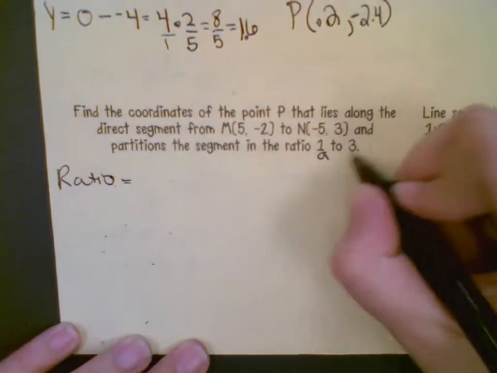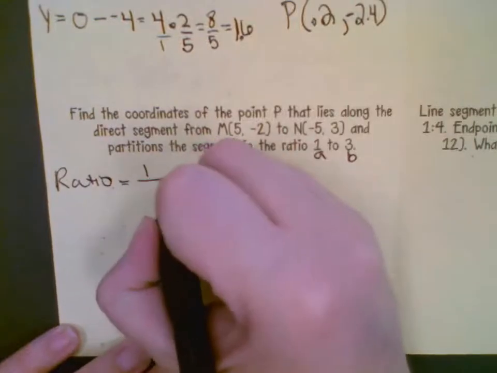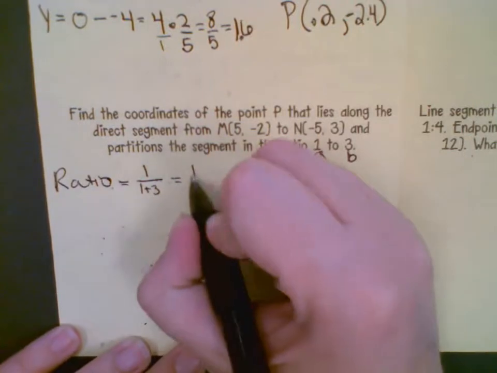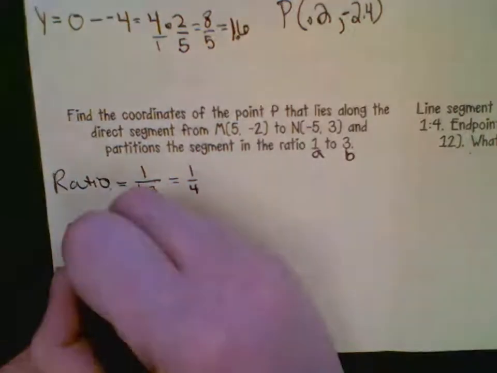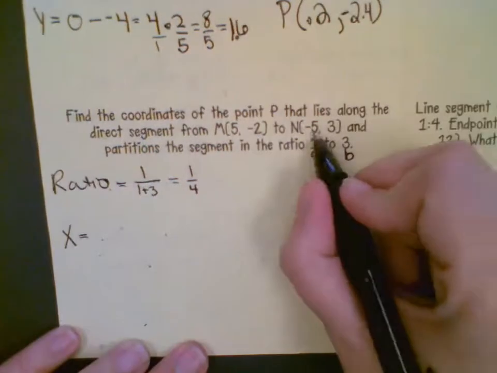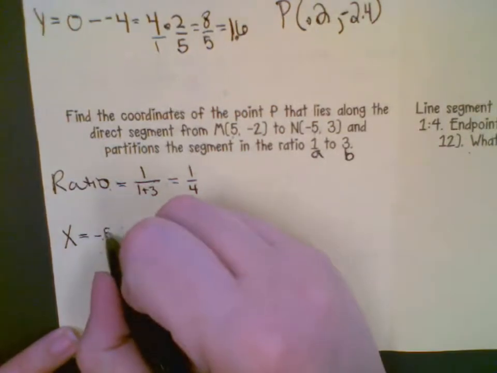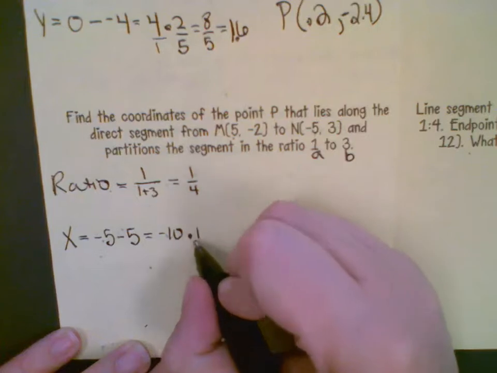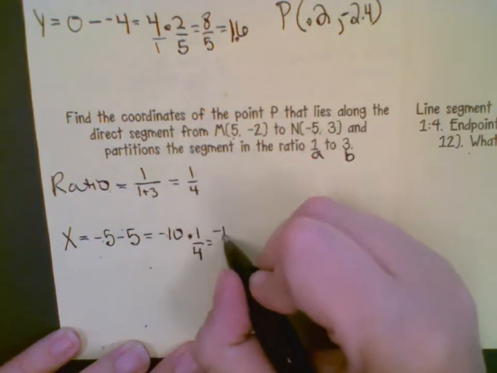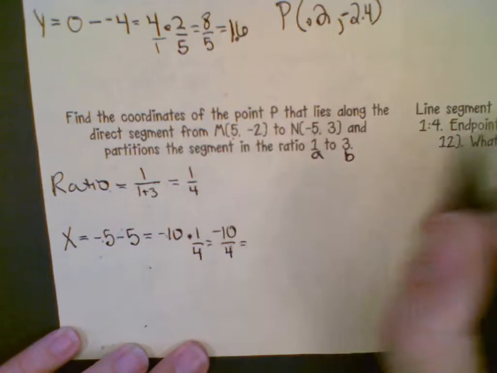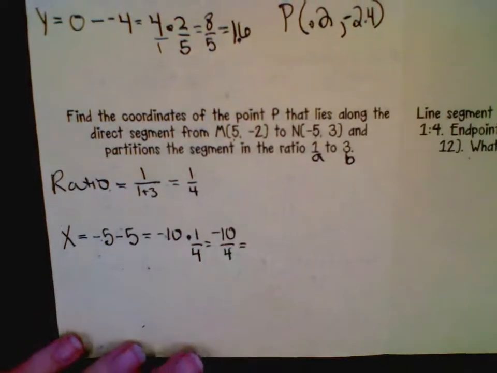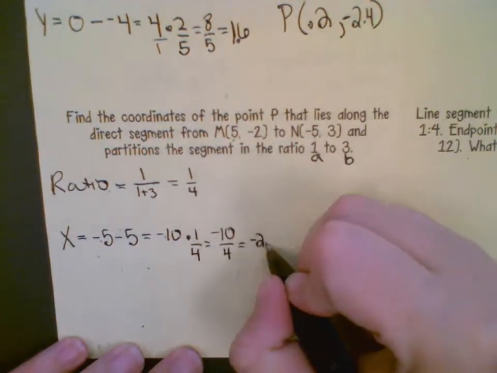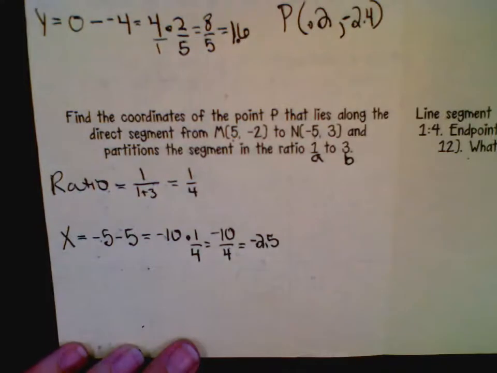So a over a plus b, 1/4. So now we'll do our x coordinates. So x2 minus x1, -5 minus 5 equals -10. And then we'll times it by our ratio and divide to make it a decimal. Now do the same thing for the y's.